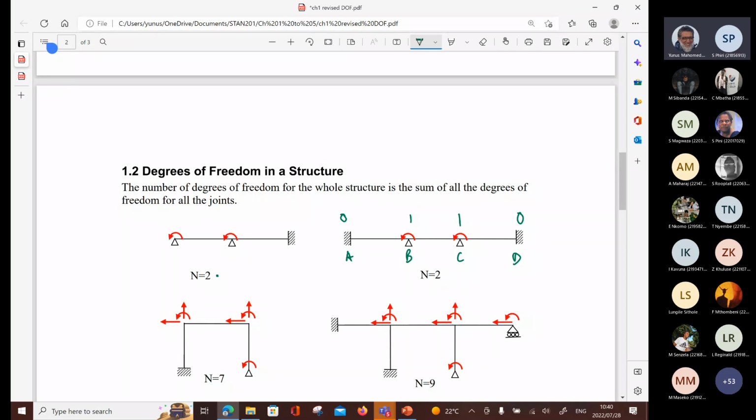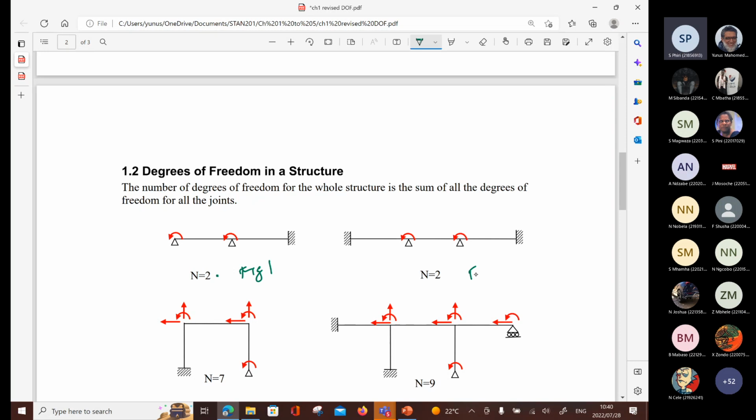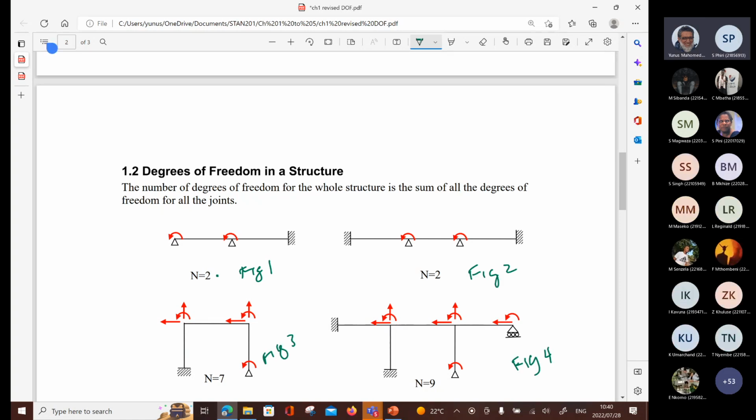So different structure. I've added an additional member. I've added an additional fixed reaction, but all I'm getting is 2 degrees of freedom. And I'll tell you why this is important just now. So here I've got a portal frame in the third figure. Just for ease of reference, maybe we can label them as figure 1, figure 2. Okay, so figure 3, we're done with figures 1 and 2. Let's look at figure 3.